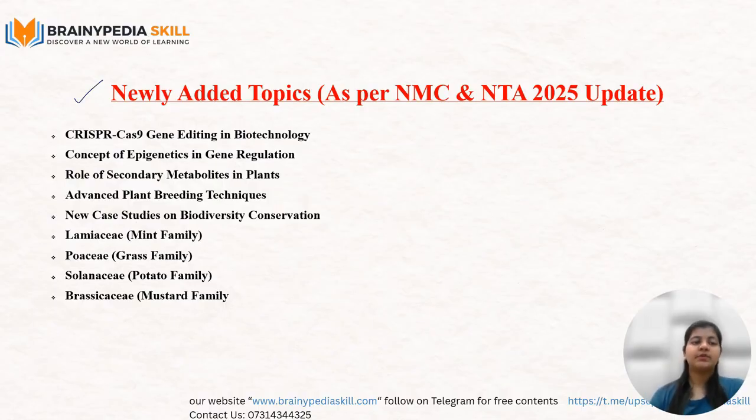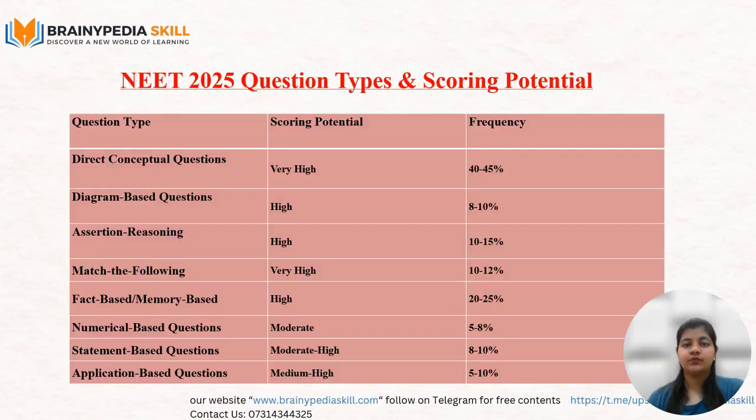Okay, so the first topic which has been added is CRISPR-Cas9 gene editing in biotechnology. Then the concept of epigenetics and gene regulation, role of secondary metabolites in plants, advanced plant breeding techniques, new case studies on biodiversity conservation, then your families, as I told you earlier, there's mint family, there's this grass family, this potato family, and this is your mustard family. Okay, so all these families are very important from your exam point of view, and we will prepare it very well. Okay, now let's move forward.